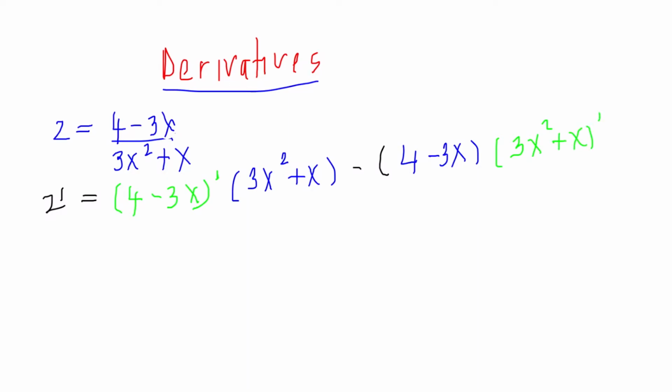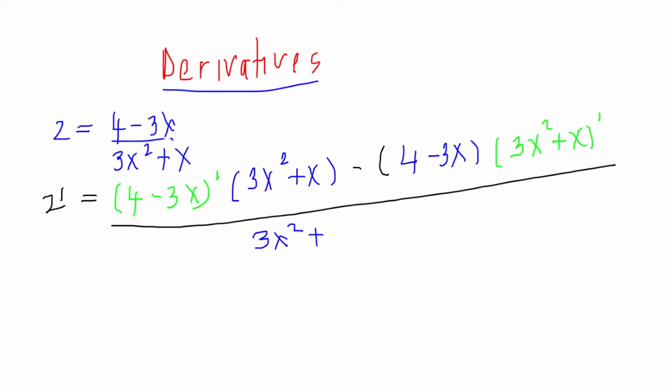Then I divide everything by the denominator function, which is 3x squared plus x, and then I have to square all of it. That is the main step to find the derivative of a rational function. We are just directly implementing the quotient rule. We haven't done anything but just following the rule.